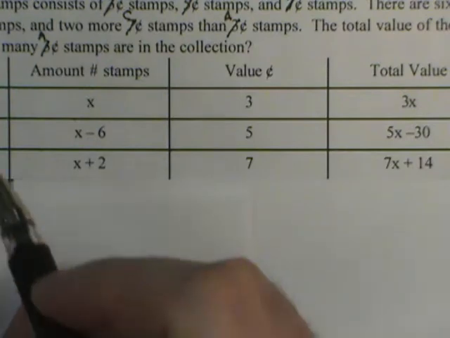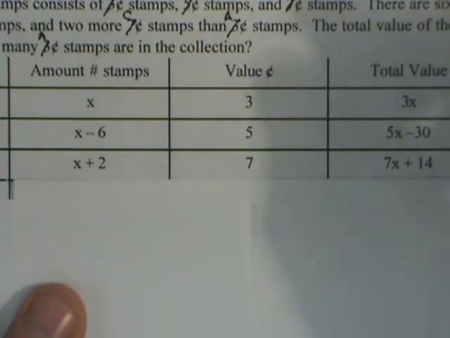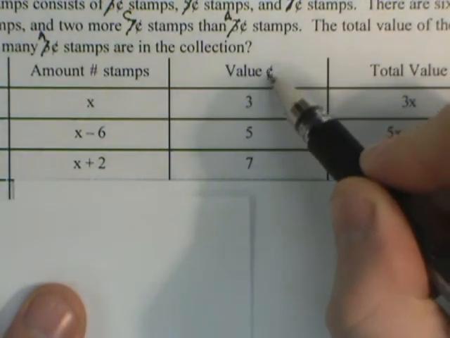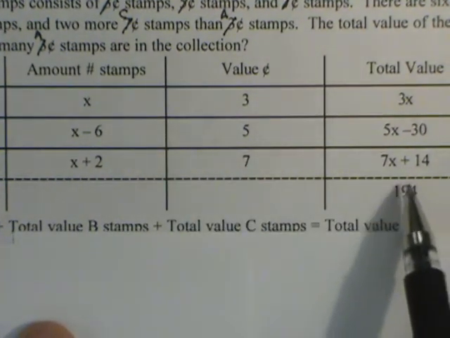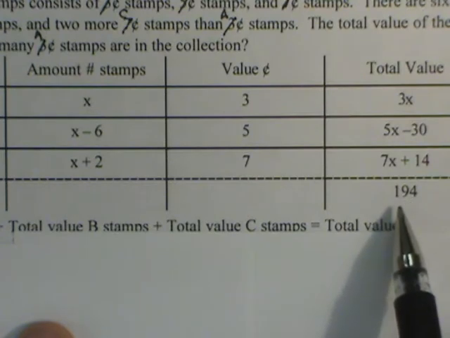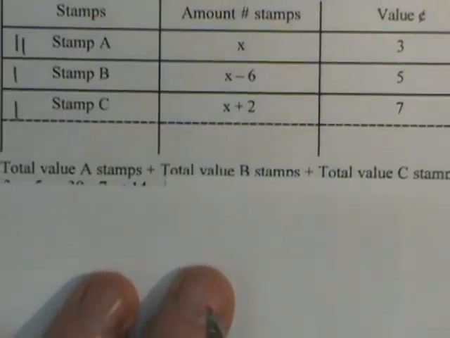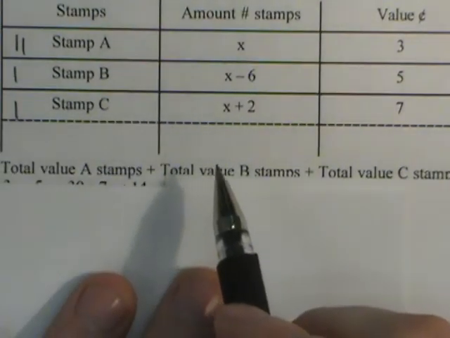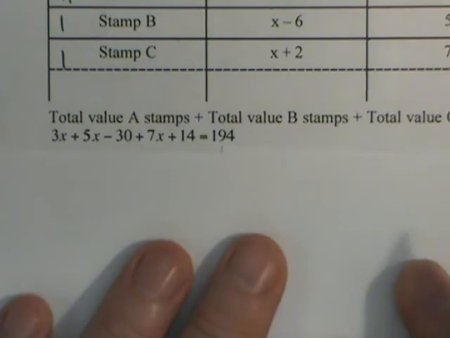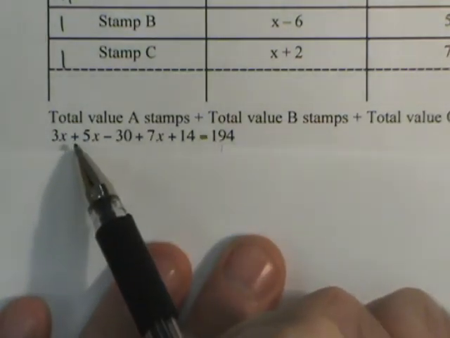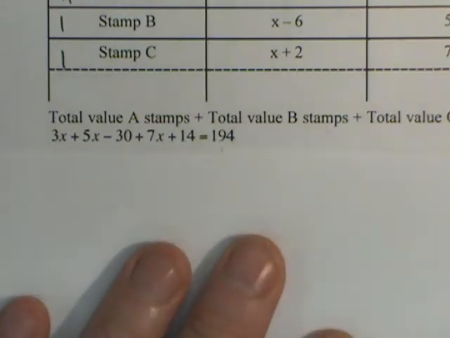So now I have expressions for the total value of A stamps, total value of B stamps, and total value of C stamps. The one number I had not used yet was this $1.94. Just like in the last example, I have to represent the money all in terms of cents. So I'm going to take that $1.94 and turn it into 194 cents. Then I can say the total value of A stamps plus the total value of B stamps plus the total value of C stamps equals the total value. As I bring those expressions together, I can say 3X plus 5X minus 30 plus 7X plus 14 equals 194.